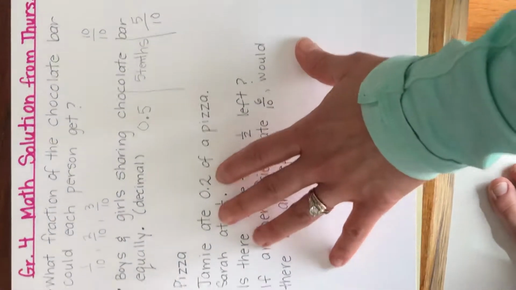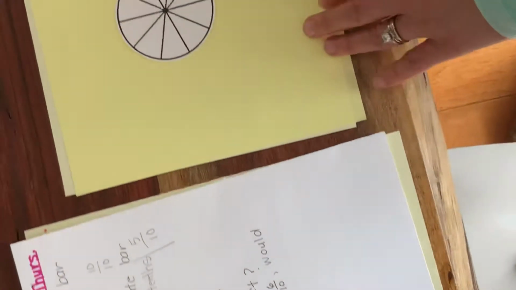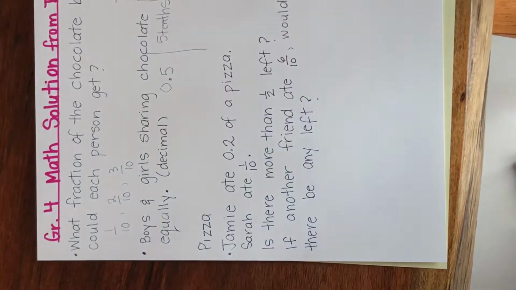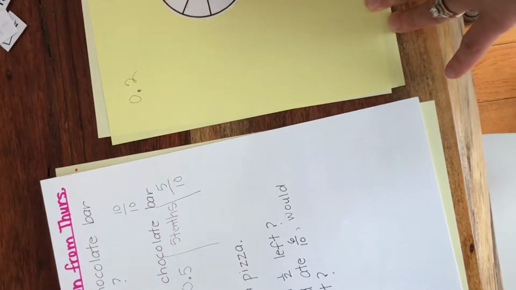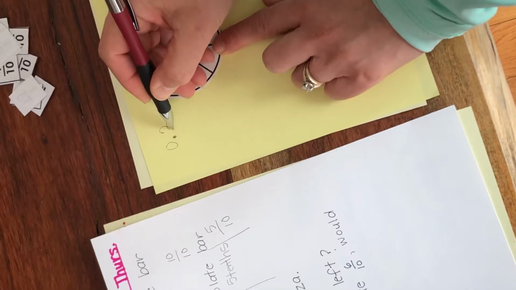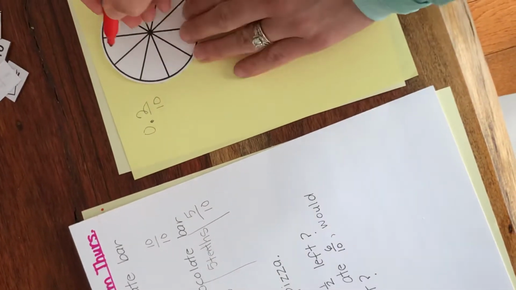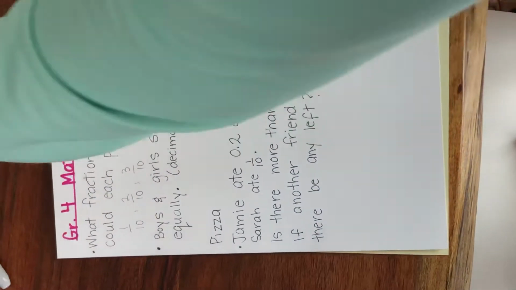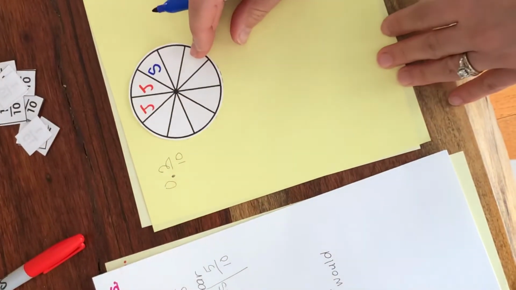Okay, so on to the pizza question. I got my fraction circle that is cut into tenths, and it says Jamie ate 0.2 of a pizza. Well, what does that mean? How much pizza is that? This is in the tenths place, so that's 2 pieces out of 10. So Jamie ate, I'm going to put a J for Jamie, 2 pieces out of 10. And it says that Sarah ate 1/10, so Sarah ate only 1 piece out of the 10 pieces of pizza.